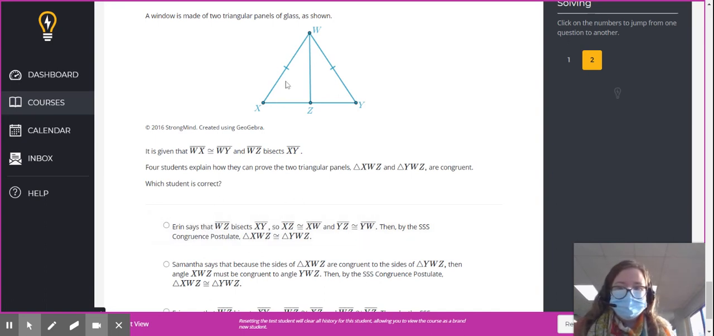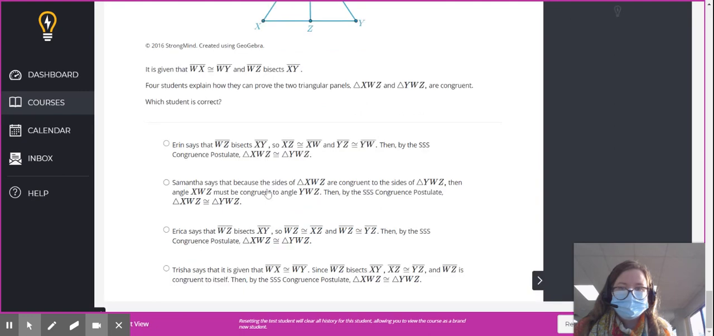Aaron says that WZ bisects XY. So XZ is equal to XW. So that's not what that means, bisecting. Bisecting would mean that XZ is congruent to ZY or YZ. But so we're going to keep on going. So XZ is not congruent to XW. So we're going to keep on going.